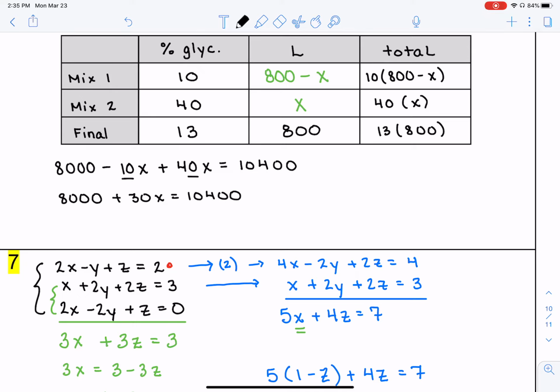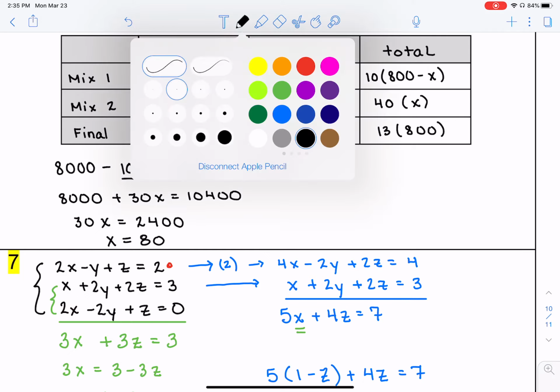I'm going to subtract the 8,000 to the other side. And I get 2,400. And then I need to divide by 30 on both sides. I get x equals 80. And I can't just box that in. I have to figure out what that means in the context of this problem.